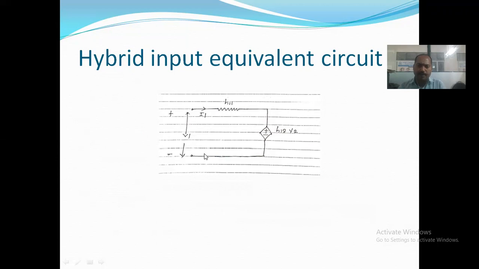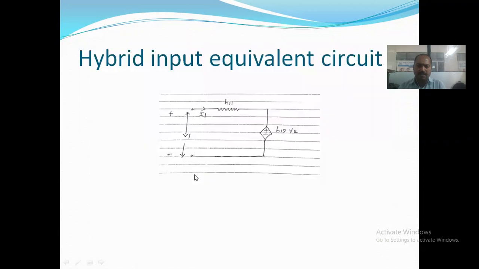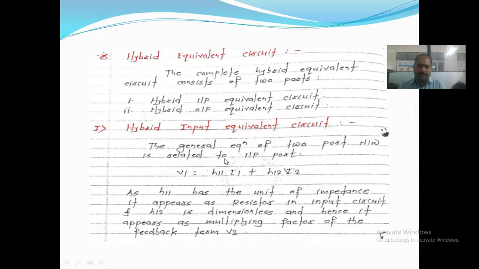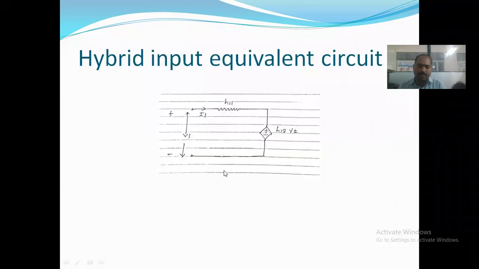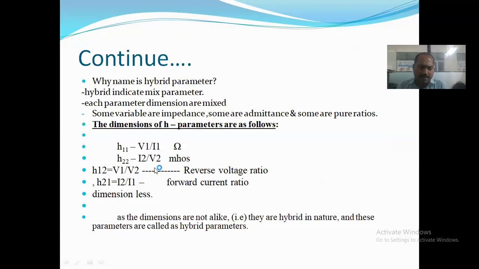So we know that for the hybrid input equivalent circuit, the first equation is v1 equals H11 I1 plus H12 V2. Why is it this equation? In this case, see, what happened? Whatever voltage is applied across it becomes part of the circuit. That is, see what it tells us when we look at this diagram.